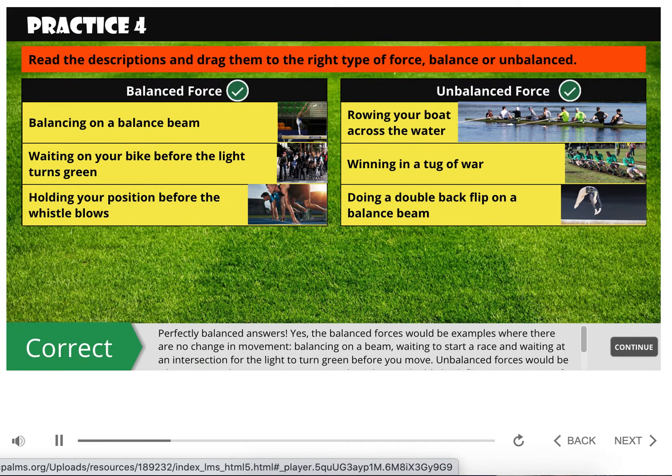Balanced forces would be examples where there are no changes in movements. Balancing on a beam, waiting to start a race, and waiting at an intersection for the light to turn green before you move. Unbalanced forces would be when you are changing your motion, such as doing a double backflip, winning at tug of war, and rowing your boat across the water.